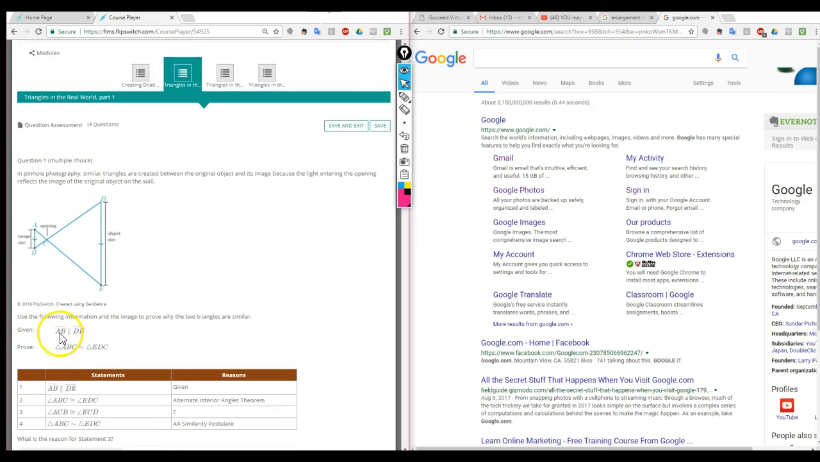Alright, so we're given segment AB is parallel to segment DE. I want to also discuss this image. The other thing I know is that we have vertical angles right here. Because they are vertical angles, they have equal measures, so they would both be 30 degrees, and because they have equal measures, they would be congruent.